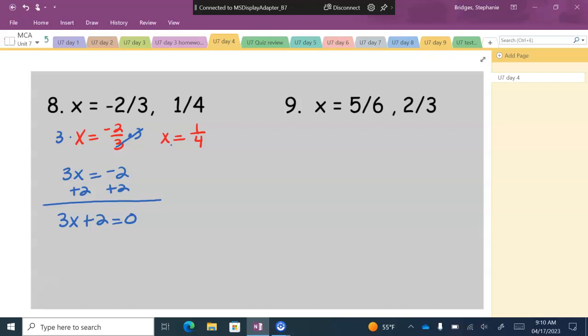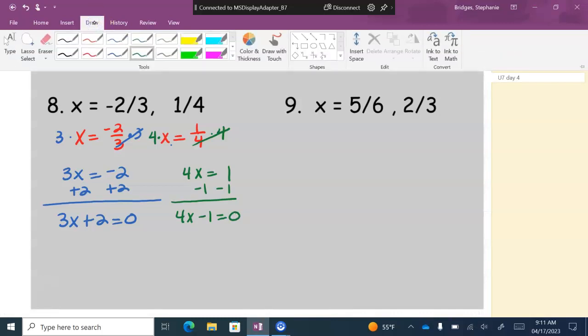Well, how would I get rid of my fraction on the second one? Multiply both sides by 4. So this is going to give me 4x equals, those 4 cancel, a 1. Then I can subtract my 1 over to get it into a binomial equal to 0. After that, it's exactly the same. Okay, we got rid of our fractions.